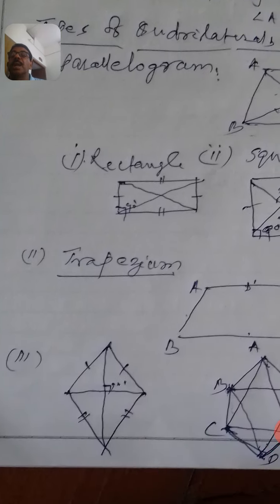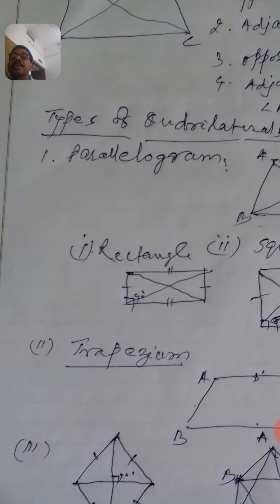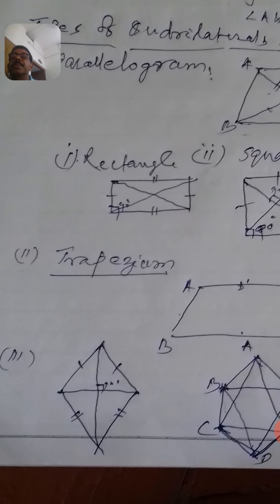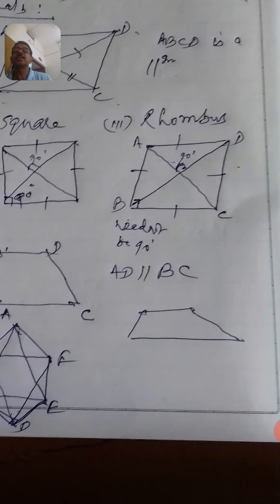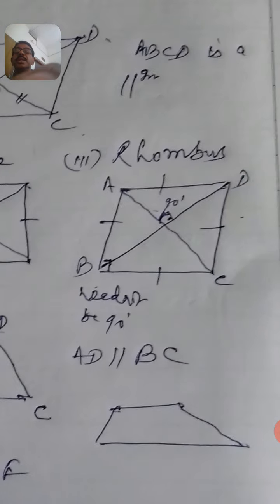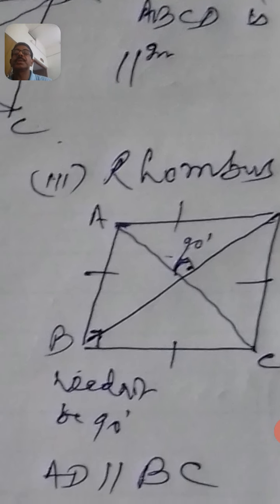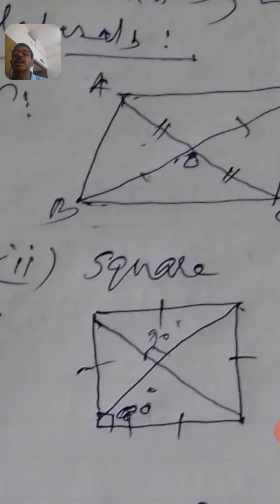Now, types of quadrilaterals. There are different types of quadrilaterals. First one is parallelogram. You know, a parallelogram is a quadrilateral whose opposite sides are parallel and equal. So this is called a parallelogram. In short, you write two parallel lines, and as a suffix you write small gm. So ABCD is a parallelogram, with the symbol of parallelogram.